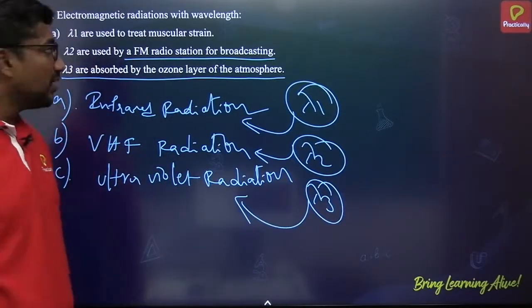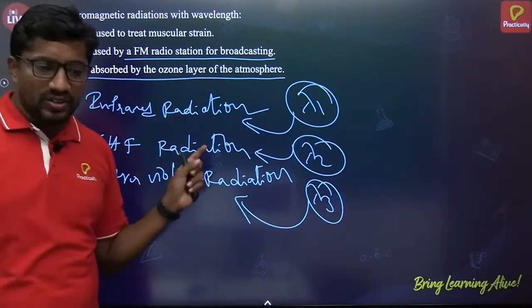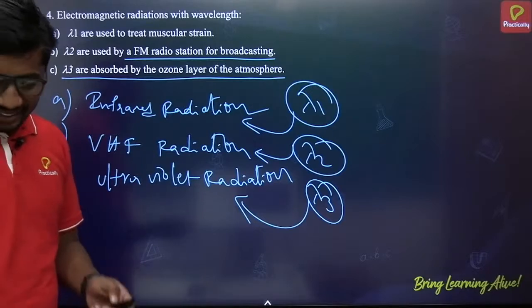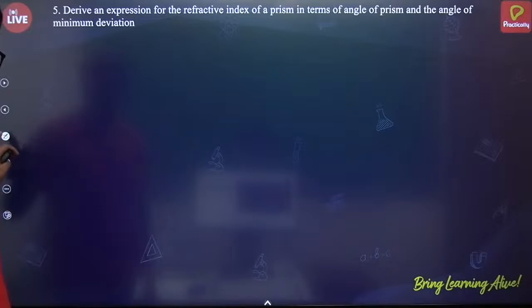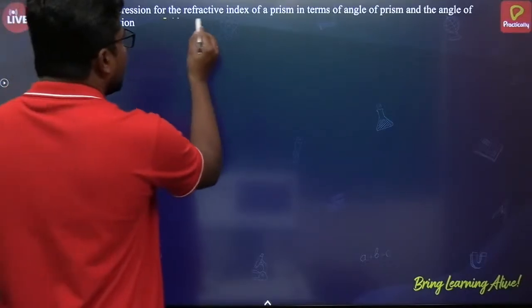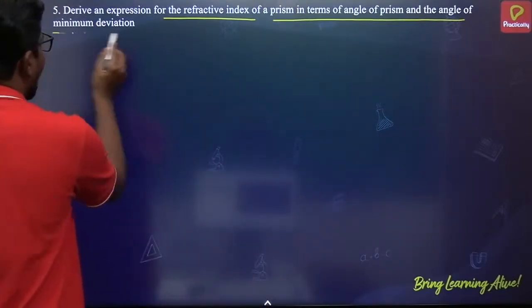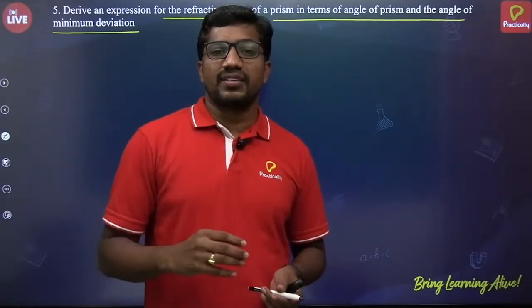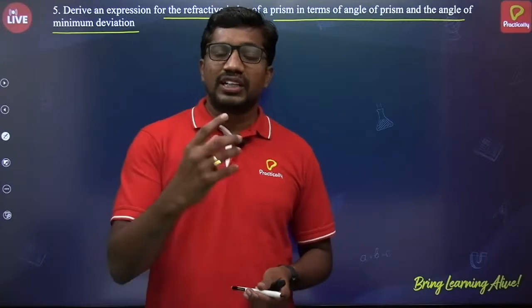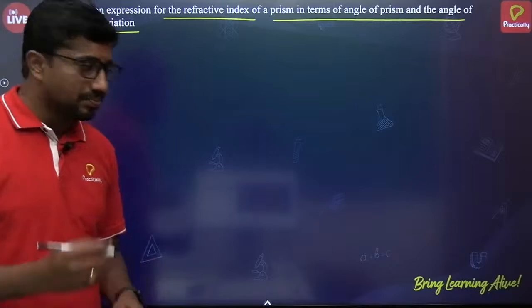Okay, that's the one. And in fact now we have entered the 3 marks questions, so each one carries 1 mark, so 3 ones are 3. All right, let's move on to the next question then. Yeah, the fifth one. Derive an expression for the refractive index of a prism in terms of the angle of prism and the angle of minimum deviation. So we have to derive an expression for the refractive index of a prism in terms of the angle of prism as well as the minimum angle of deviation. Okay, fine.